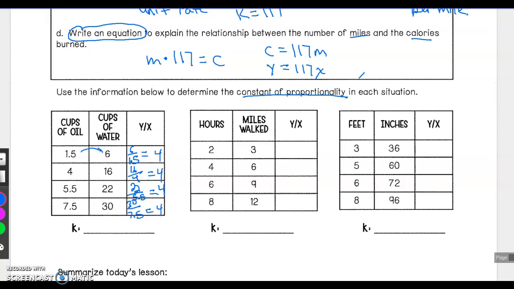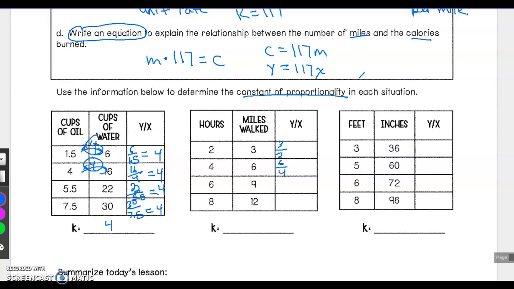So I multiply 1.5 times 4 to get to 6. I multiply 4 by 4 to get 16. How do we figure out what this number is here that we're multiplying by? Well, we divide. So our K, our constant, is whatever number that is that we're multiplying by. We figured that out by dividing. They don't have to be perfectly round numbers like 4.